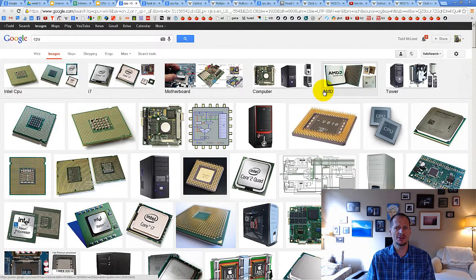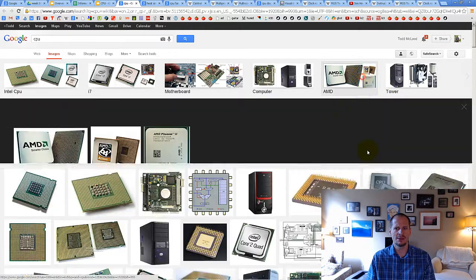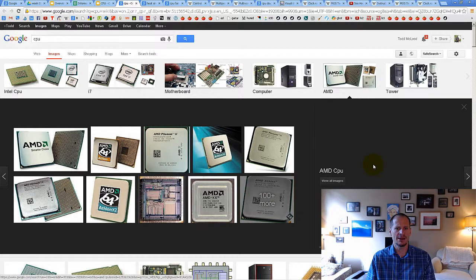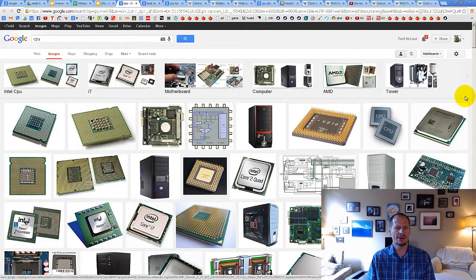Also up here you see AMD. AMD doesn't have quite as large a presence. As a matter of fact, you don't see any AMD CPUs down here. You only see them up there. So if I was to search for that, okay, now I have a few AMD CPUs. They are another manufacturer of CPUs, and there are other companies out there too who manufacture CPUs.